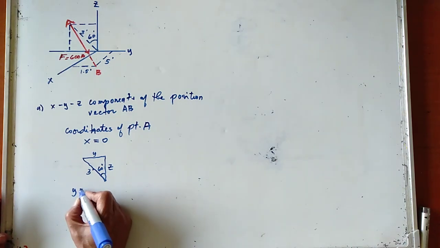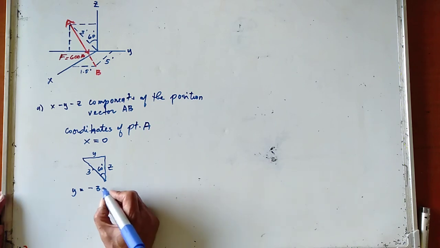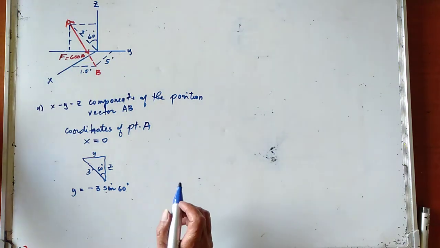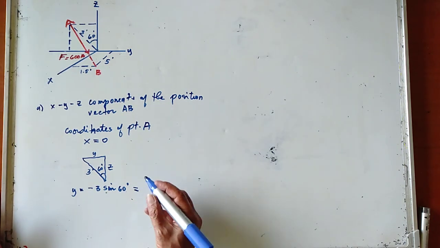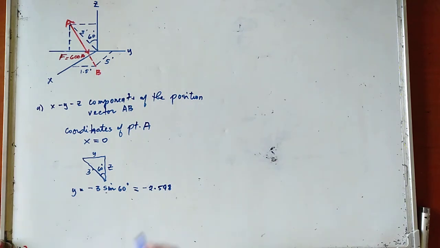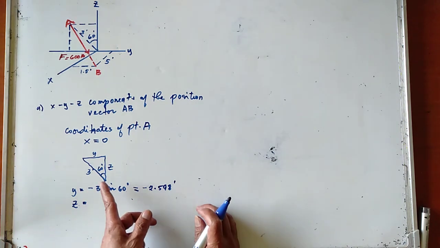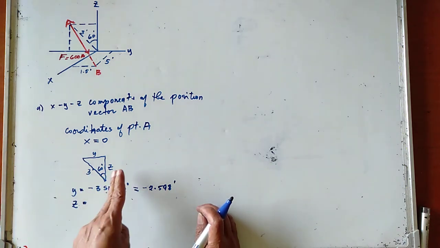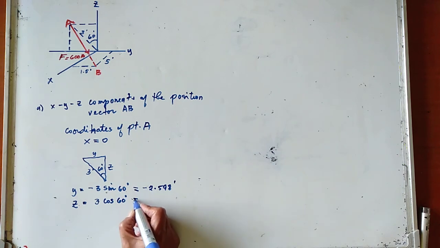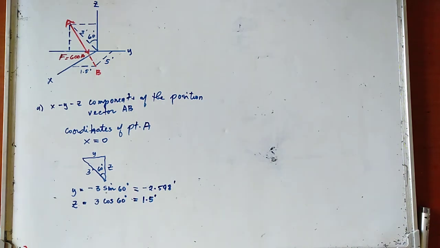So your y in here is equal to -3 sine of 60 degrees. Now, why negative? Because this is to the left of the origin. And this is therefore equal to -2.598 feet. And the z coordinate is simply equal to cosine of 60 degrees is equal to z all over 3. Therefore, your z is equal to 3 cosine of 60 degrees, and this is therefore equal to 1.5 feet.